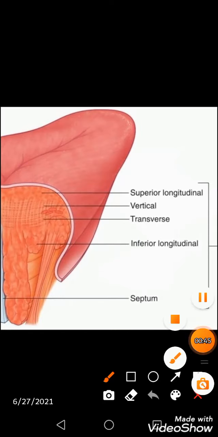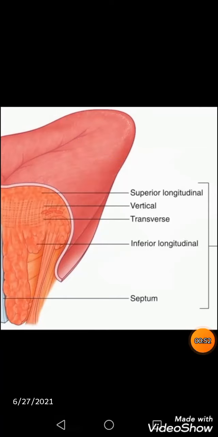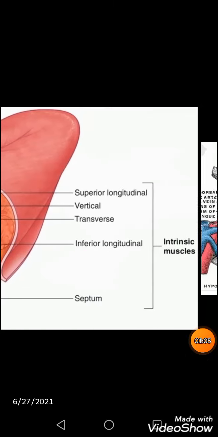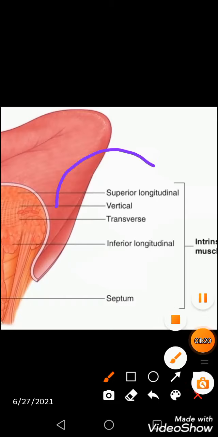Let me mark its shape. When it contracts, it gives the concavity upwards, right? And let me show you what happens when the inferior longitudinal muscle contracts. It depresses the apex of the tongue, and what shape will it attain? Now the concavity is downward, so we learn that besides depression of the apex, it also causes shortening of your tongue, right?